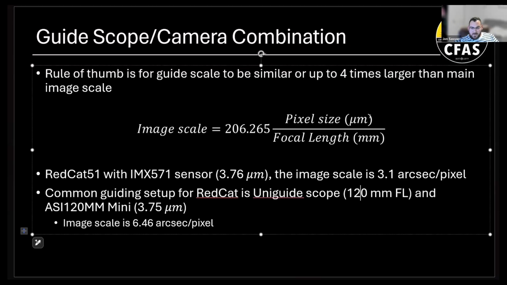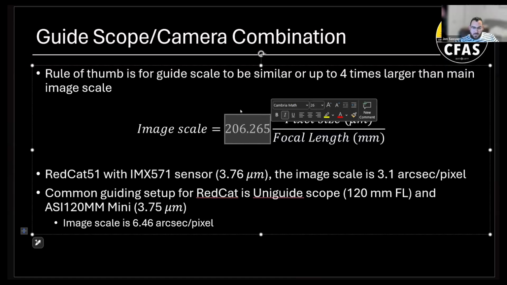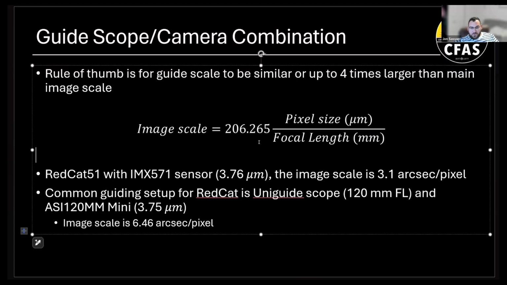If some of you have a science background, you might want to say, well, I want these to be the same units. No, you want to keep them in micrometers and millimeters, because this factor here will account for the unit conversion. For example, a Redcat with an IMX571 sensor that has a pixel size of 3.76 micrometers and a focal length of 250 millimeters will have an image scale of 3.1 arcseconds per pixel.